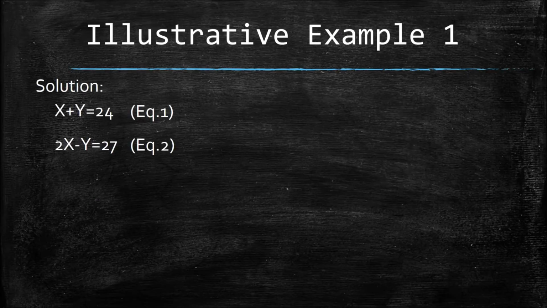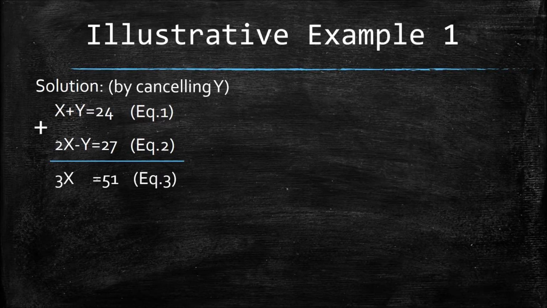We solve this system by cancelling the variable y. We can notice that the y in equation 1 and y in equation 2 are additive inverses of each other. So to cancel them, we can simply add equation 1 with equation 2. We get 3x is equal to 51, and we name that equation 3. We divide equation 3 by 3 to get x. So the x therefore is 17.